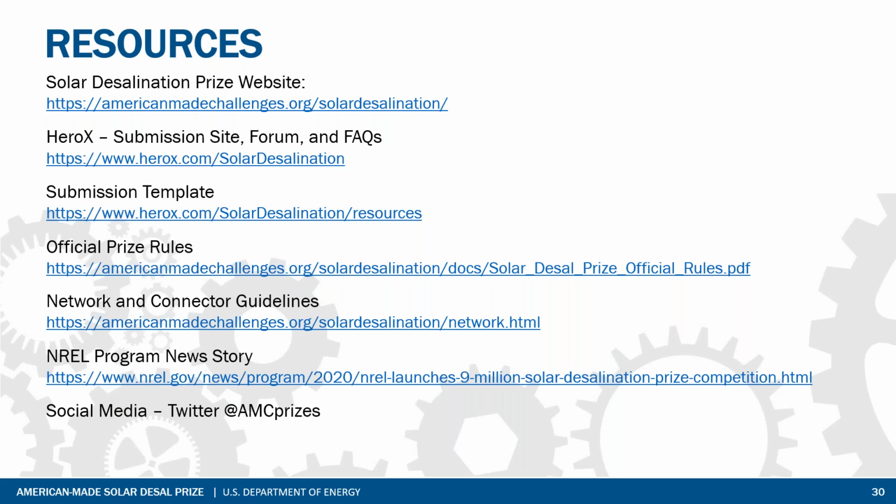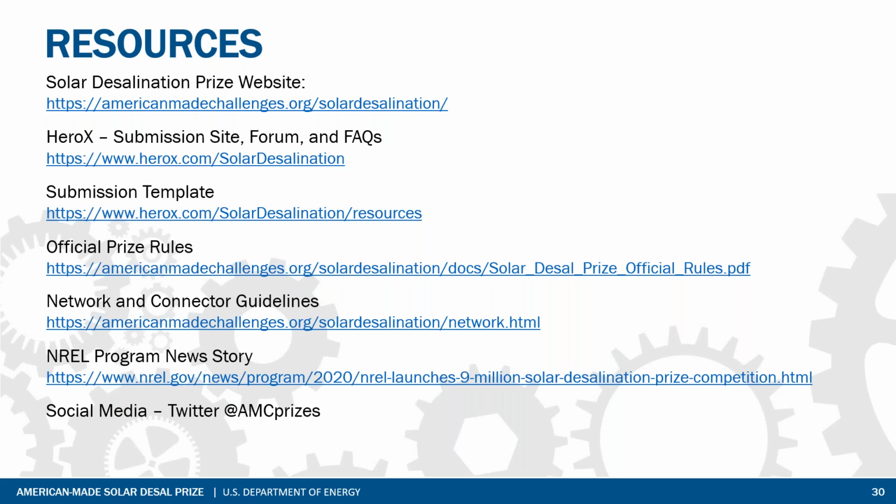There's also a forum to ask questions and a list of frequently asked questions. I believe that's up and running now. If not, it will be soon. And that's www.herox.com/solar desalination. The submission template, which I'll talk about next, you can find on www.herox/solar desalination resources. The official prize rules are on the Solar Desalination Prize website, American Made Challenges website. The network and connector guidelines are also on the Solar Desalination Prize website, AmericanMadeChallenges.org.